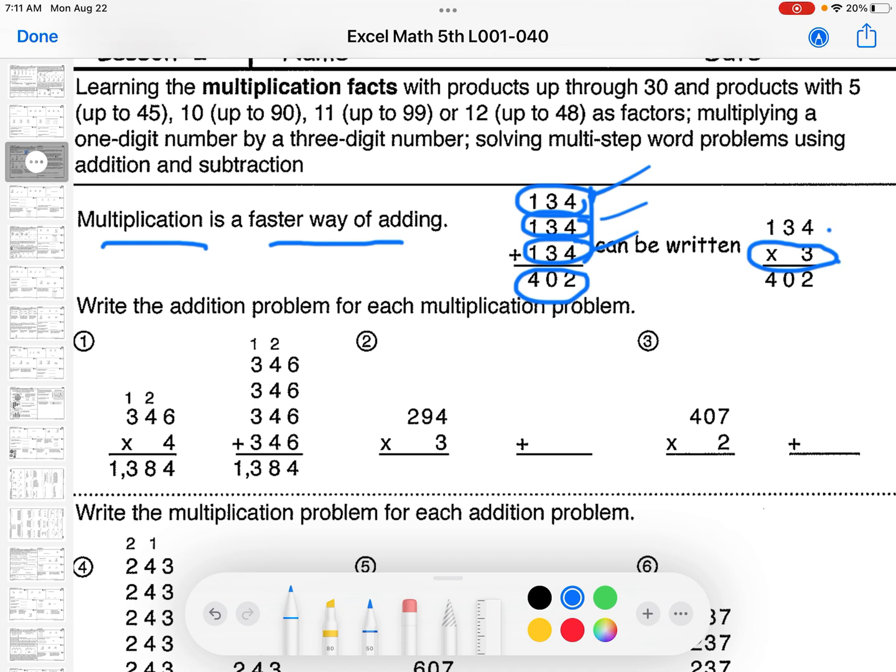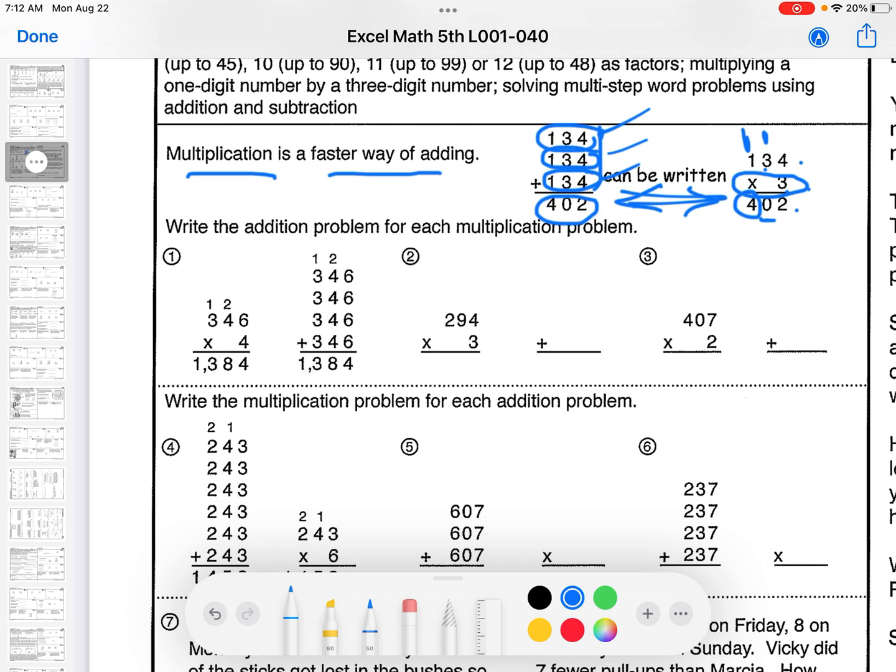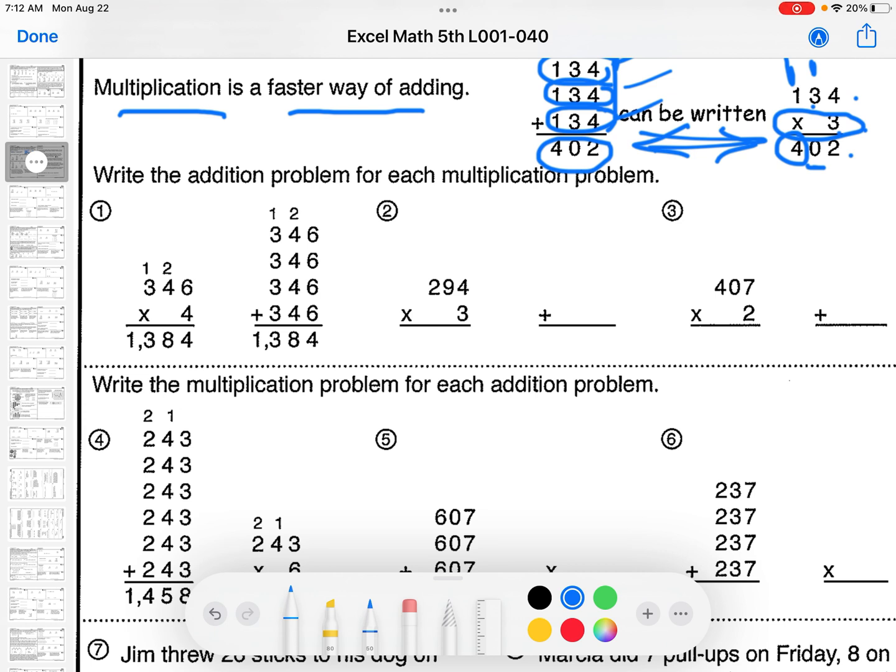4 times 3 is 12. Regroup with the 1. 3 times 3 is 9, plus 1 is 10. Regroup with the 1. 1 times 3 is 3, plus 1 is 4. 402, you can see they come out the same. All right, let's keep moving on here.